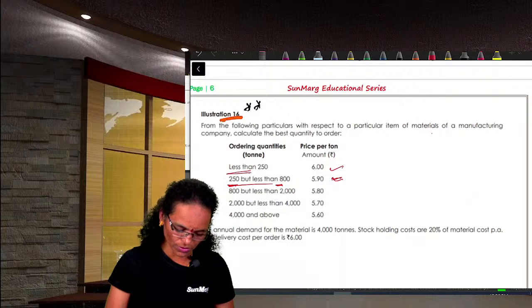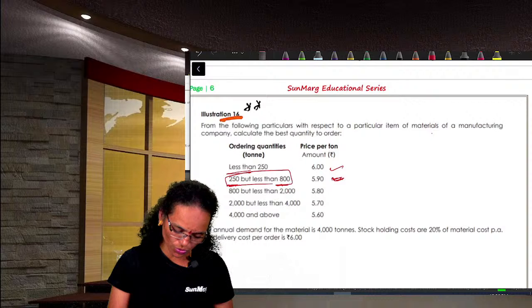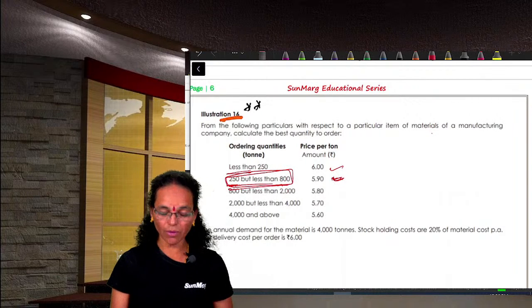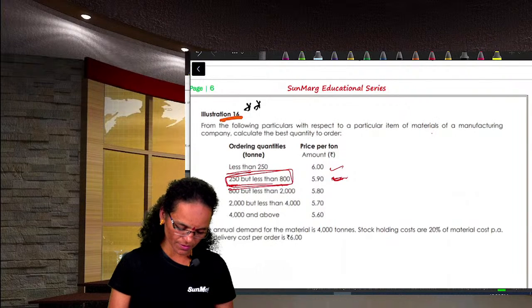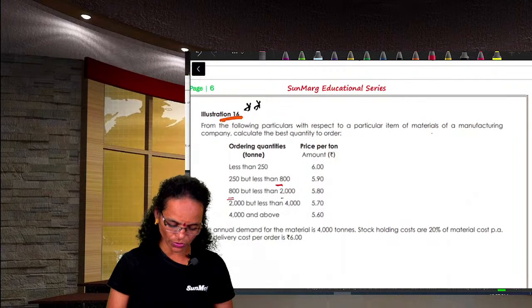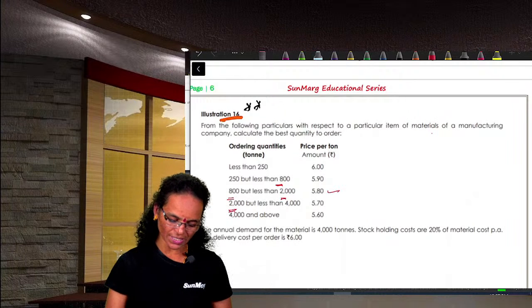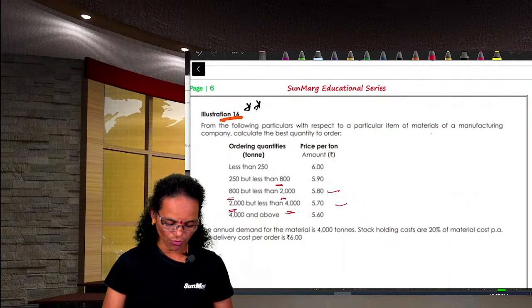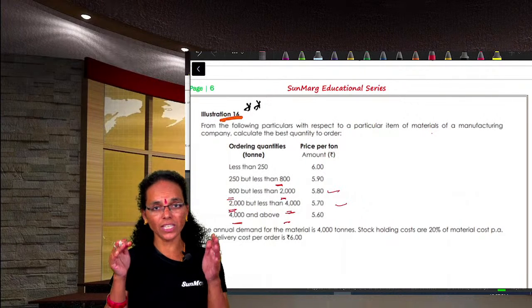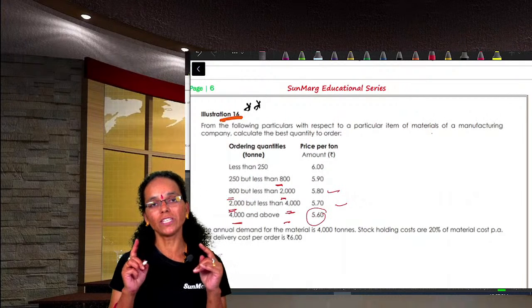See, here 250 units to 800 units, if you purchase between these two numbers, then the purchase cost will be 5.9. If it is 800 to 2000, the cost will be 5.8. 2000 and above but less than 4000, 5.7. 4000 and above, if you are purchasing in a single lot 4000 and above units, then the cost will be 5.6 per unit.